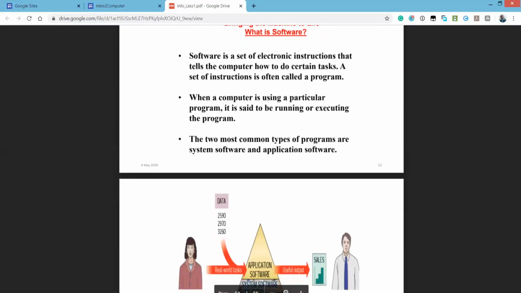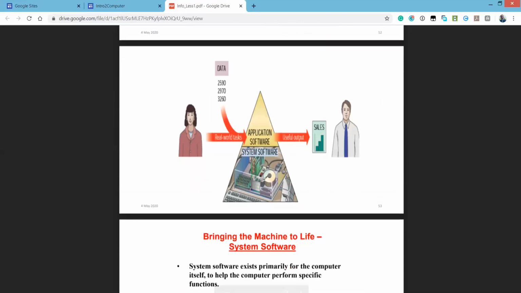The two most common types of programs are system software and application software. When we talk of application software, we are talking about the applications that you run that make things easier for you to operate. Take Microsoft Word for instance, an example of application software. Without Microsoft Word, you probably wouldn't be able to type your project. Though there are other applications you can use, they are all part of application software that helps you to run certain things.